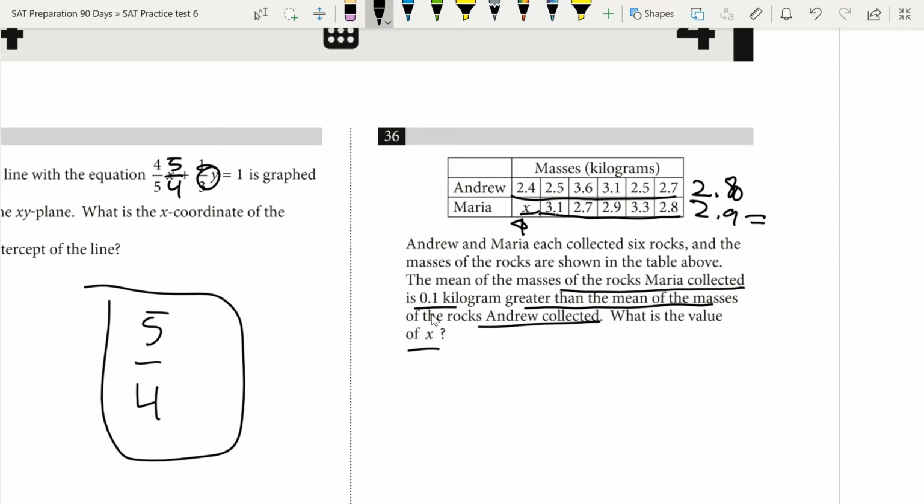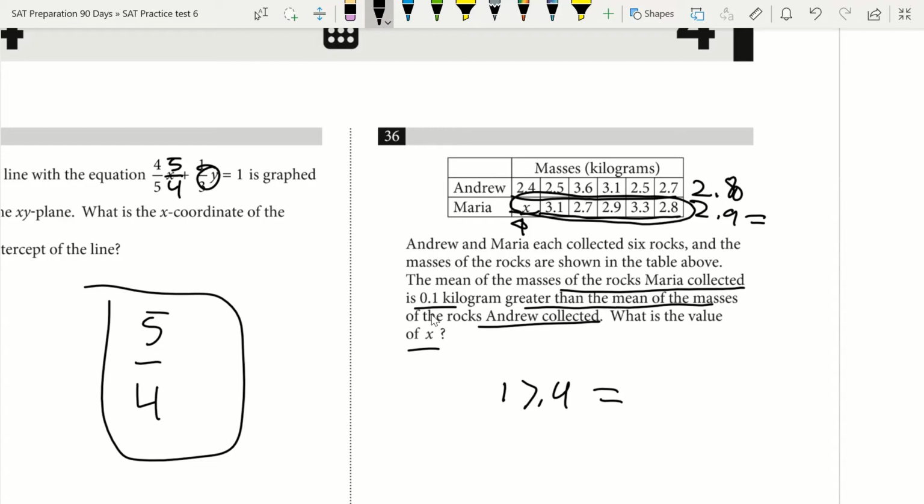So I'm going to multiply 2.9 by 6. That gives me 17.4 as the total mass that I need. Then I take that and set it equal to the sum of all these numbers. I'm going to have 17.4 and subtract all of the 5 numbers that I know: 3.1 plus 2.7 plus 2.9 plus 3.3 plus 2.8 plus 2.8. At that point, that's going to give me my answer of 2.6 for number 36.